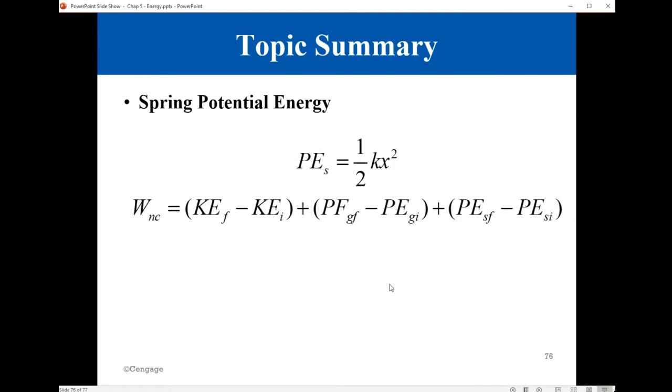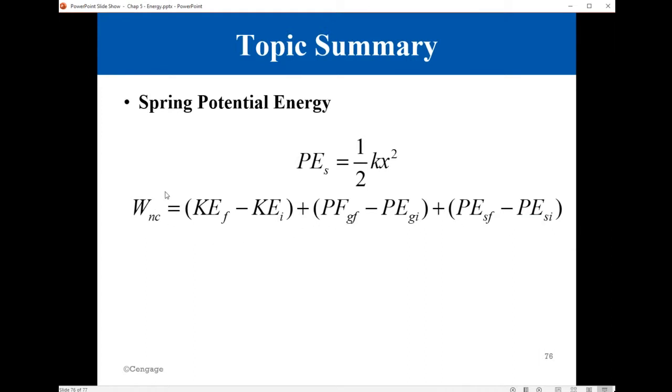Then we learned about spring potential energy, half kx squared, and if you have a system that involves both vertical and horizontal motion and involves both springs and the gravitational changes, then you have to take all these forms of energy together. The changes in kinetic energy plus the gravitational potential energy plus the spring potential energy, when you add them, this is the total change in energy.